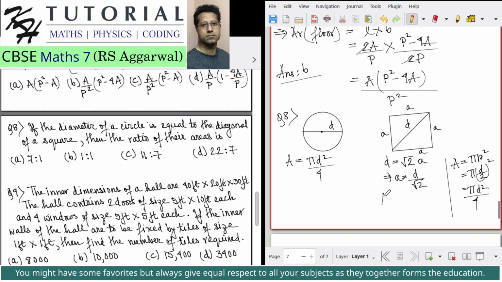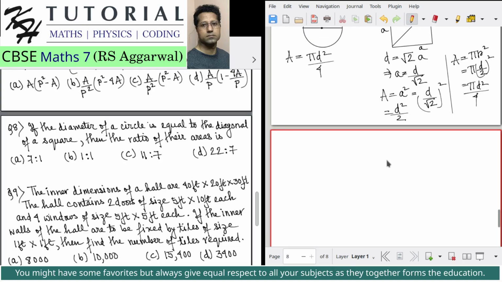Now what is the area of the square of side a? It is nothing but a square. So this should be equal to d by square root of 2 whole square, which is equal to d square by 2. So the area of a square having diagonal d is equal to d square by 2.